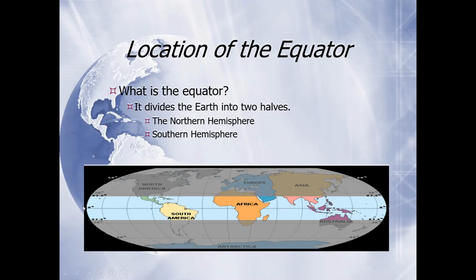So if we divide the Earth on the equator line, that is this 0 degree line, the Earth would be divided into two hemispheres. The upper portion is known as the northern hemisphere. The lower portion is known as the southern hemisphere.